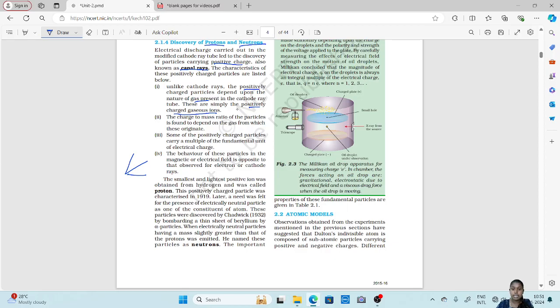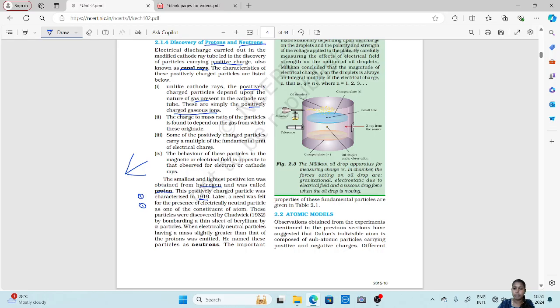The smallest and lightest positive ion was obtained from hydrogen and was called a proton. Hydrogen has only one electron, right? So it also has one proton. A proton is the positively charged ion. This positively charged particle was characterized in 1990.